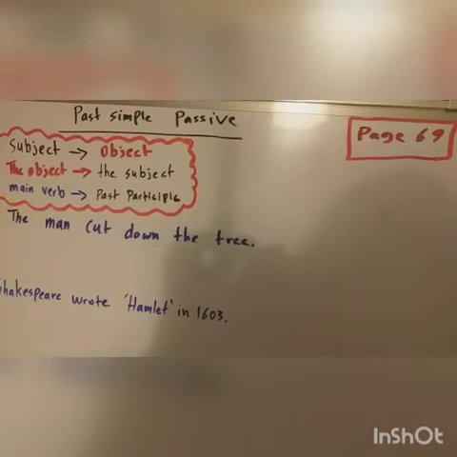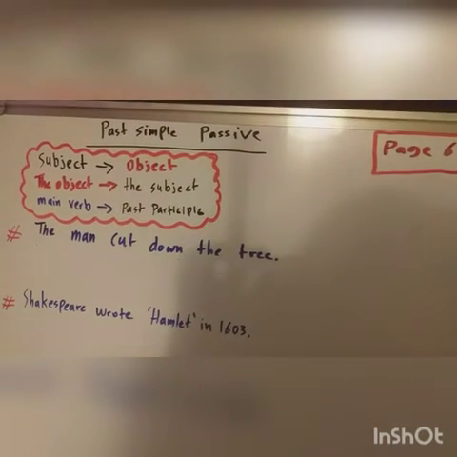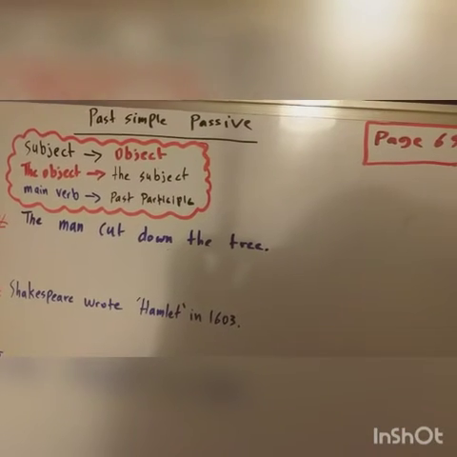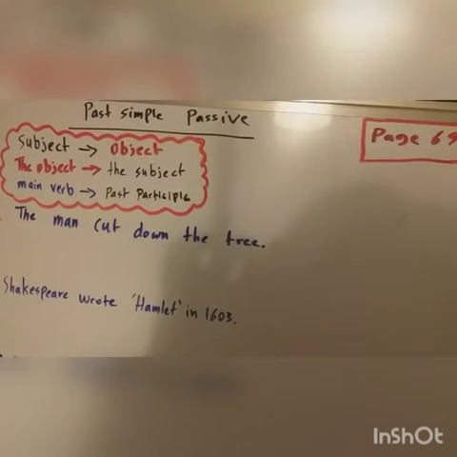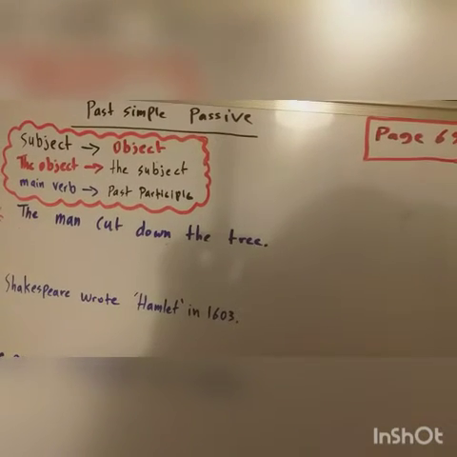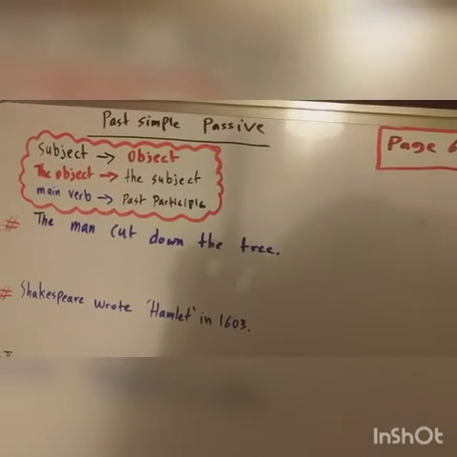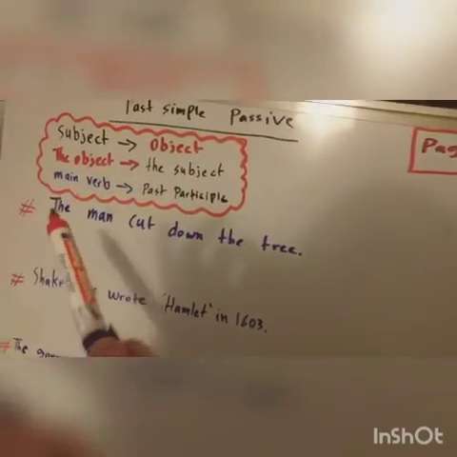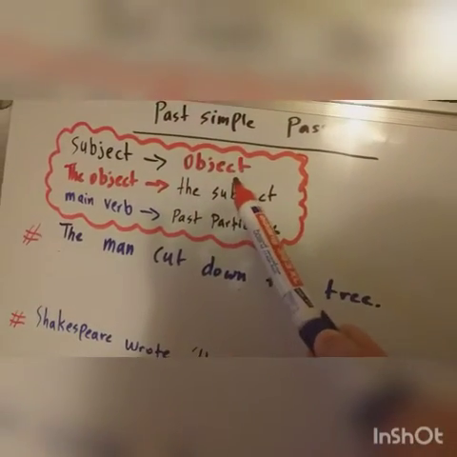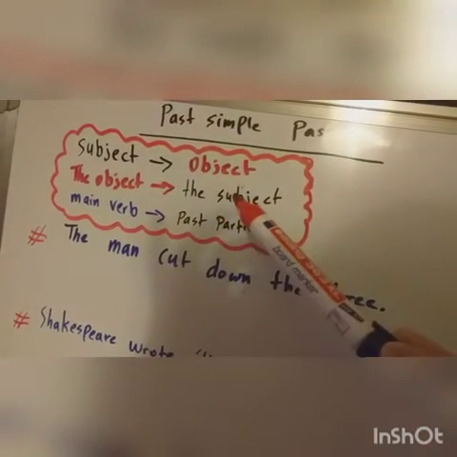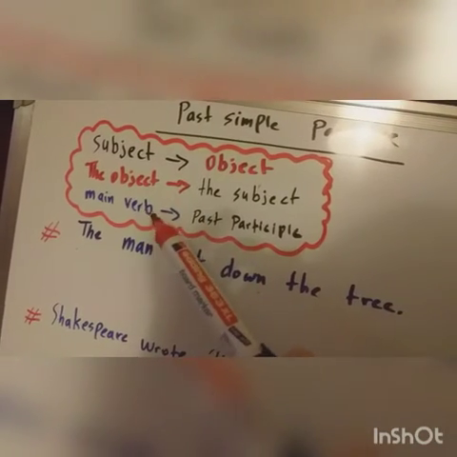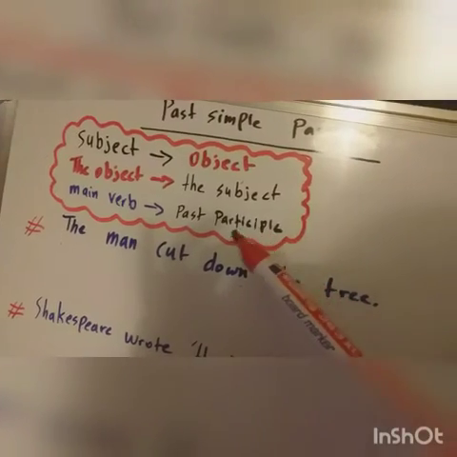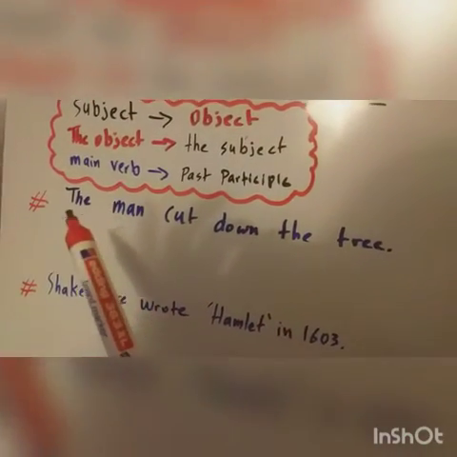Students book, page 69, past simple passive. In the previous lesson, we learned passive voice in the present tense. In this lesson, we're going to learn passive voice in the past tense. In the past tense, we follow the same steps that we learned at the present tense. So the subject becomes the object. The object becomes the subject. And the main verb is formed in the past participle form, or verb 3. Let's look at the examples.